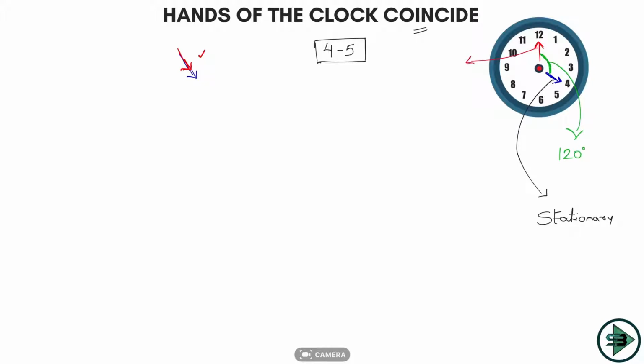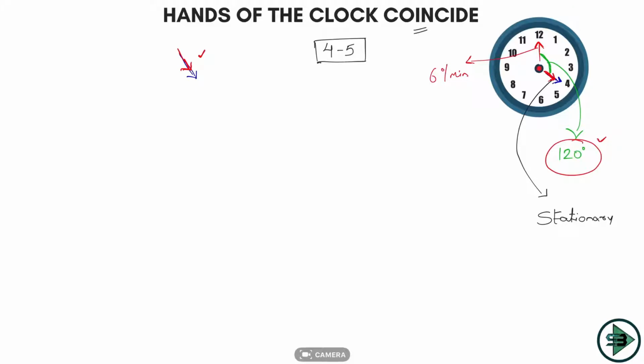So what is the speed of my minute hand? 6 degrees per minute. So it will go 6 degrees in 1 minute. Now it has to cover what? It has to cover 120 degrees, right? If this minute hand covers this 120 degrees, it will come and overlap over this hour hand, something like this. And I can say they can coincide.